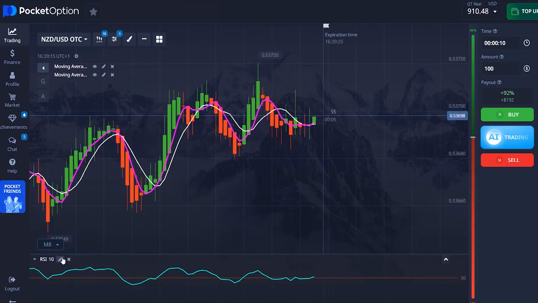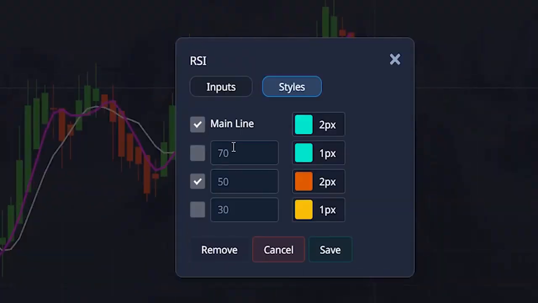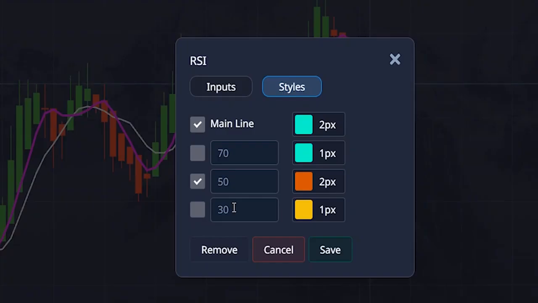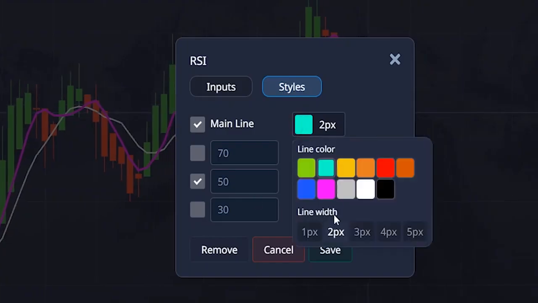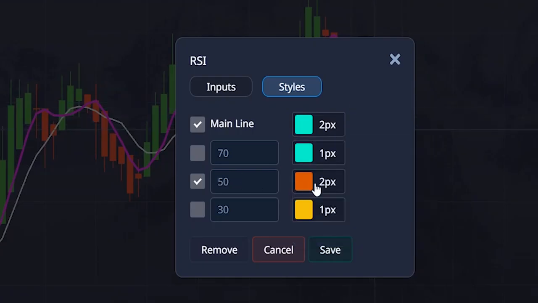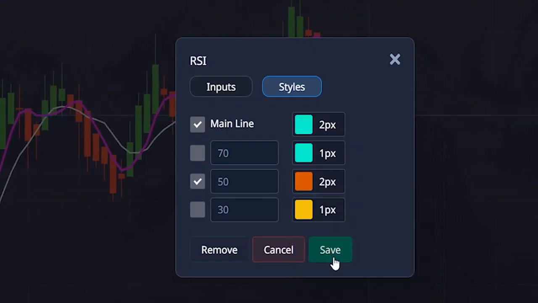So our RSI comes with the period of 10. Right here on the style level, we're going to be unchecking the 70 and the 30 levels, and do ensure that I'm going to be using this particular color on the main line. I'm going to be using it on 2 pixels, and right at the 50% level, we're going to be using this particular color right here. I'm going to be using it on 2 pixels. So when you're done, just click on save.